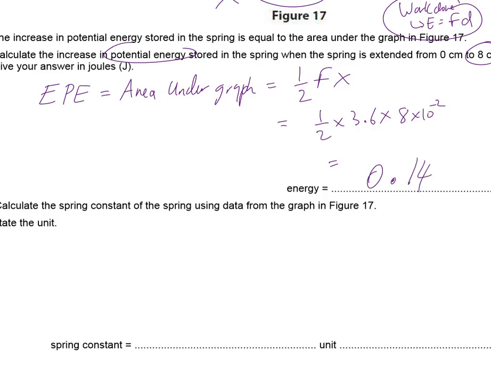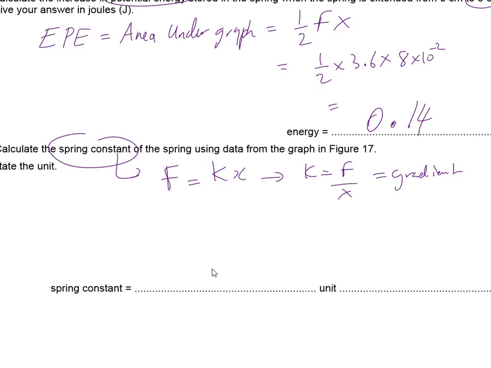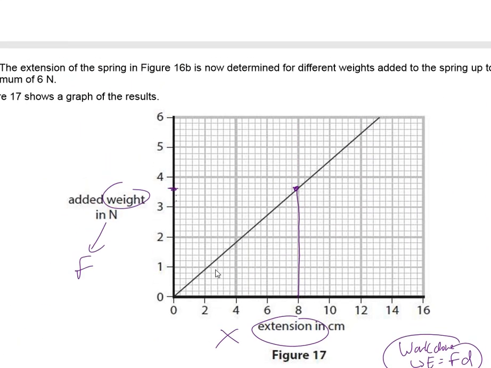Now the next one, find the spring constant. This is Hooke's law, so F is equal to kx, so k is equal to F over x. From the graph, k is going to be the gradient. The gradient is equal to change in y over change in x, so we're going to use the whole line.